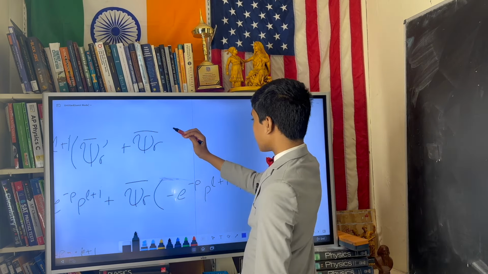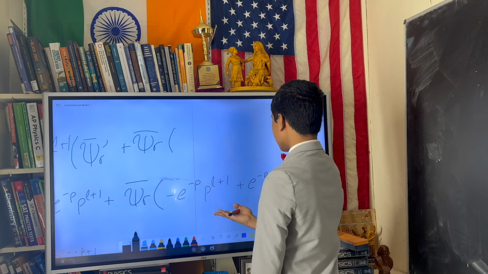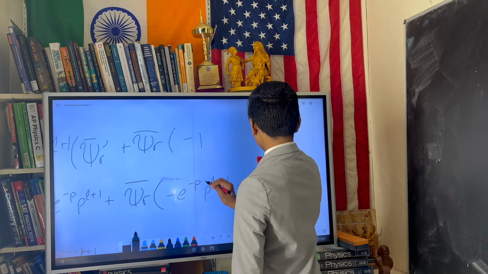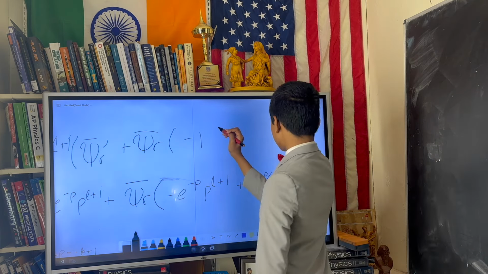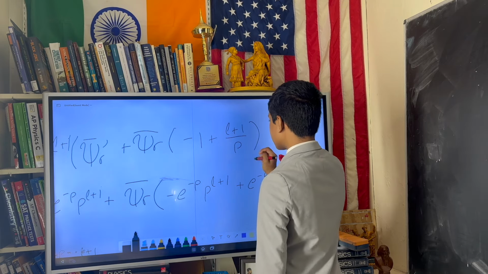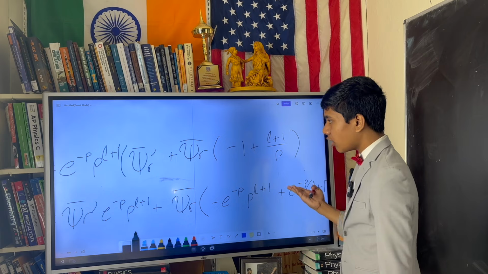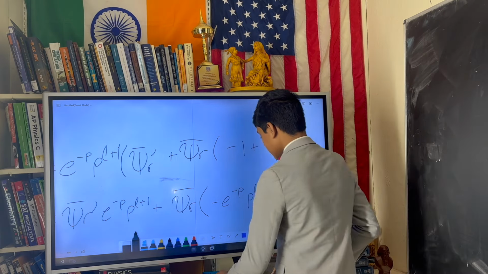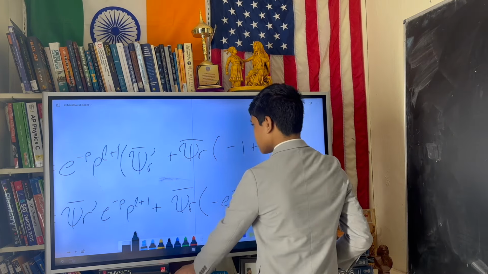Psi r overline multiplied by, what's on the insides now? This is just minus 1. And what's this? Well, it's now just going to be L plus 1 over rho. Okay, so things are already simplifying a little bit. Let's move to the blackboard.